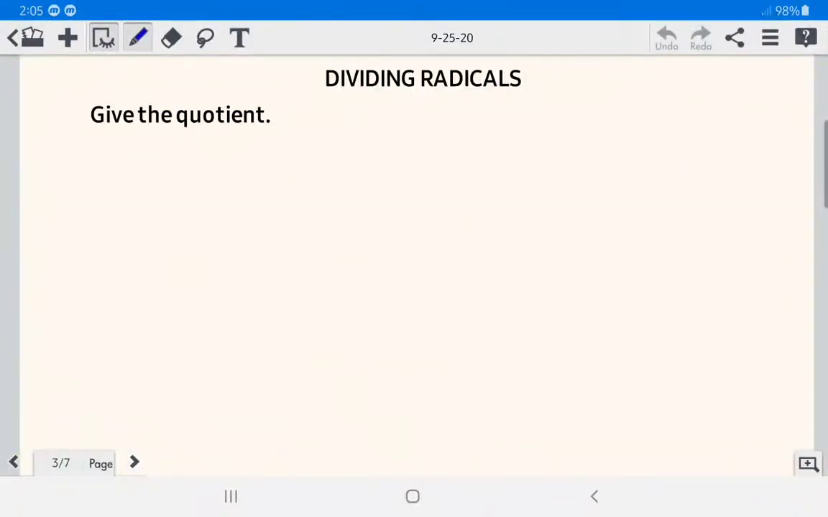Next, number 3. Let's say we have 2 divided by the square root of 5. Here, as you can see, the denominator is a radical. Okay. So, what we are going to do now is make use of rationalization.